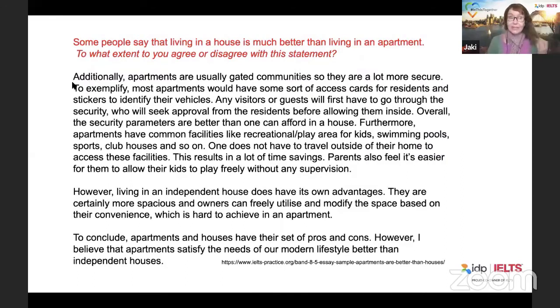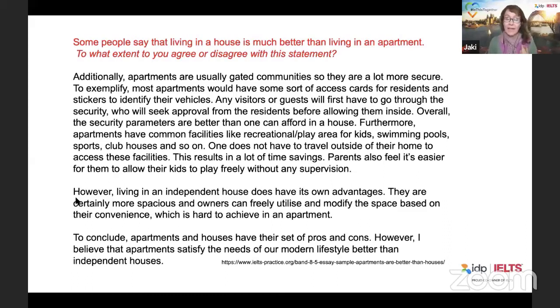So additionally, apartments are usually gated communities, so they are a lot more secure. To exemplify, most apartments have an access card for residents and stickers. Any visitors have to go through security. So we're giving an example. Third reason, furthermore, apartments have common facilities. Sometimes you don't have to give an example. Sometimes you can just expand on your reason, and that's like an example.